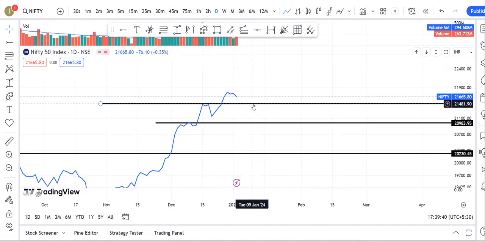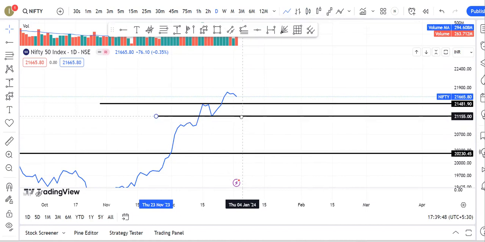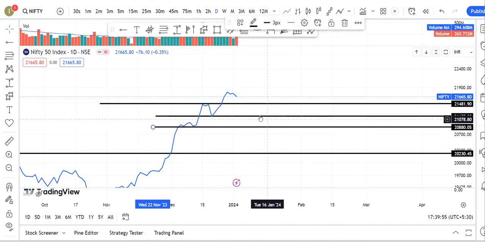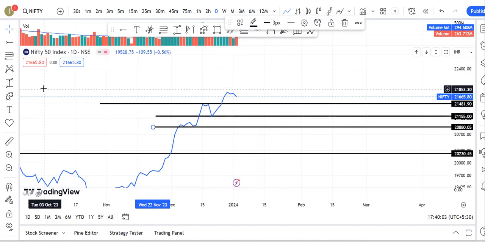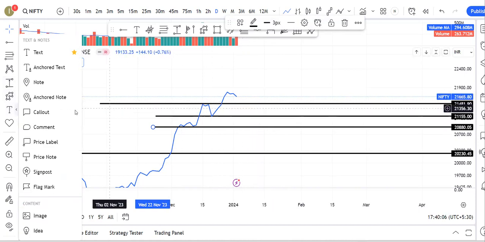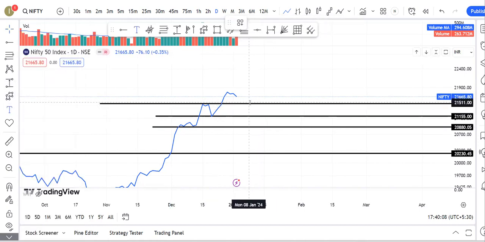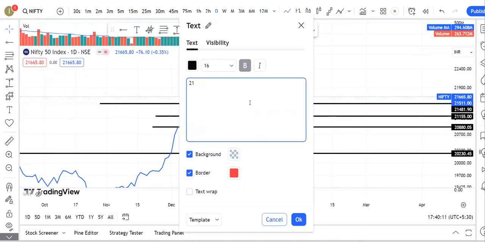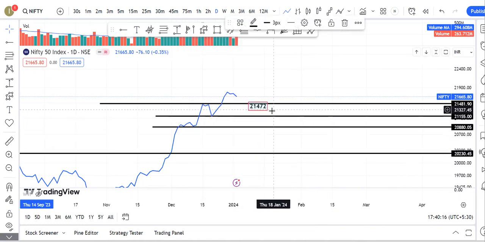That is 21,481. And the next level is 21,155. And one more level is 21,000. So the immediate level, this is the breakout level, resistance can act as support, 21,470. This is another way of finding out levels for the Nifty, 470. Okay?